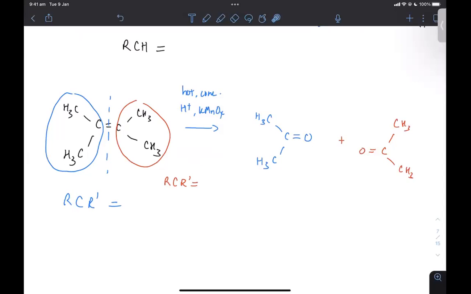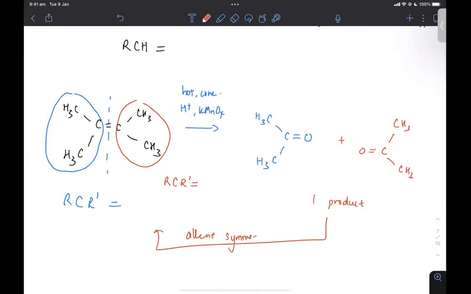2. One. Because you realize something, they are the same. They are called propanone. So that means I break an alkene, but I get one product. Why do I get one product? Because my alkene is symmetrical.